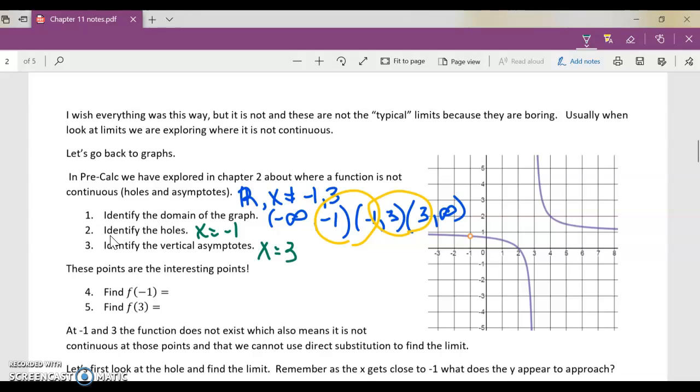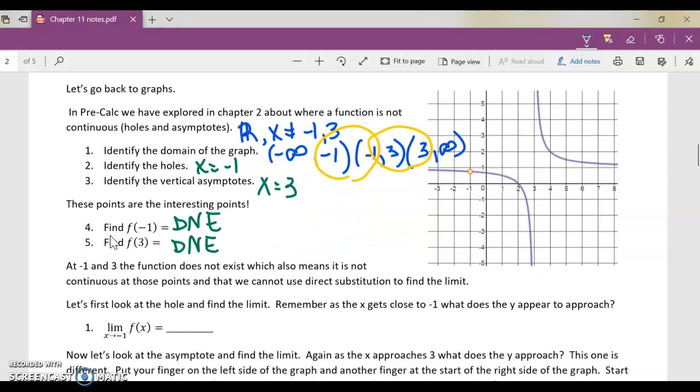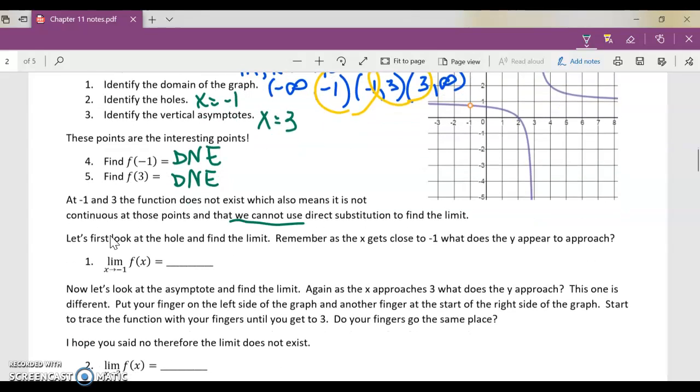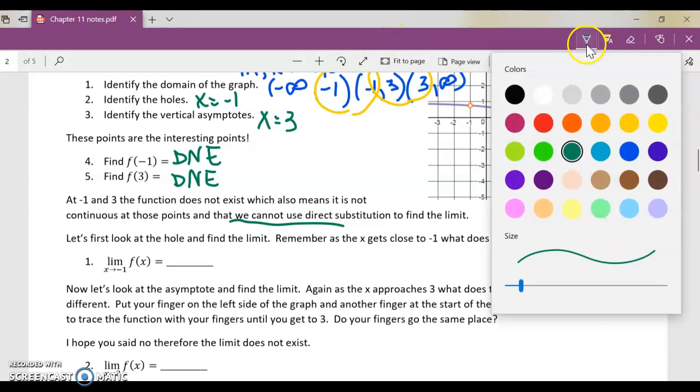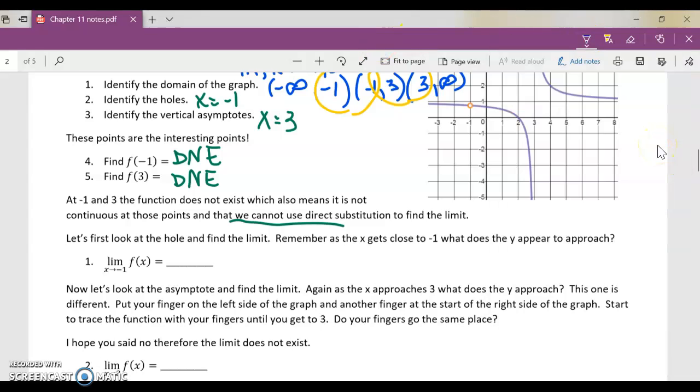So in a minute, when we look at limits, we're going to look at the limits for these values. At both -1 and 3, our function does not exist. There is a gap or a hole. It's not in our domain. Our function is not continuous. Because it's not continuous, we cannot use direct substitution. So as we move forward with these next couple examples, we can't do direct substitution. So we must use the graph or the table. So first we're going to look at the hole and talk about how you find limits at a hole.